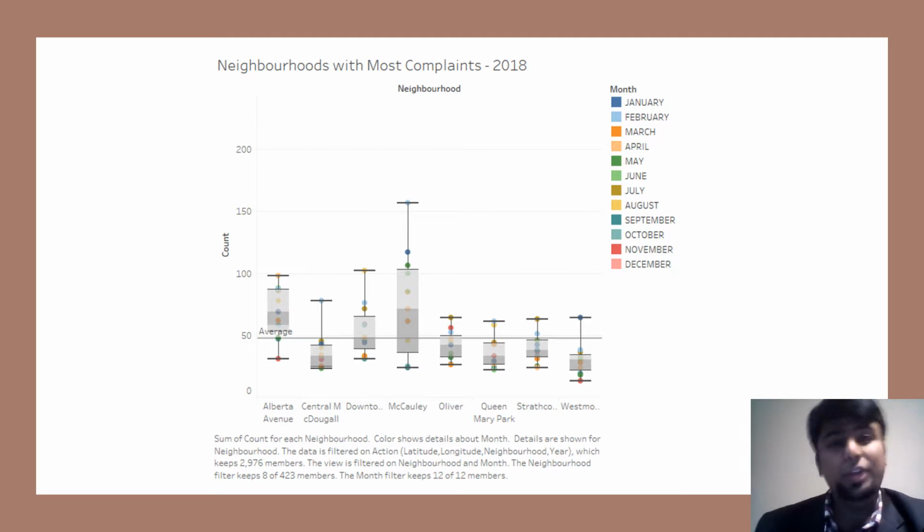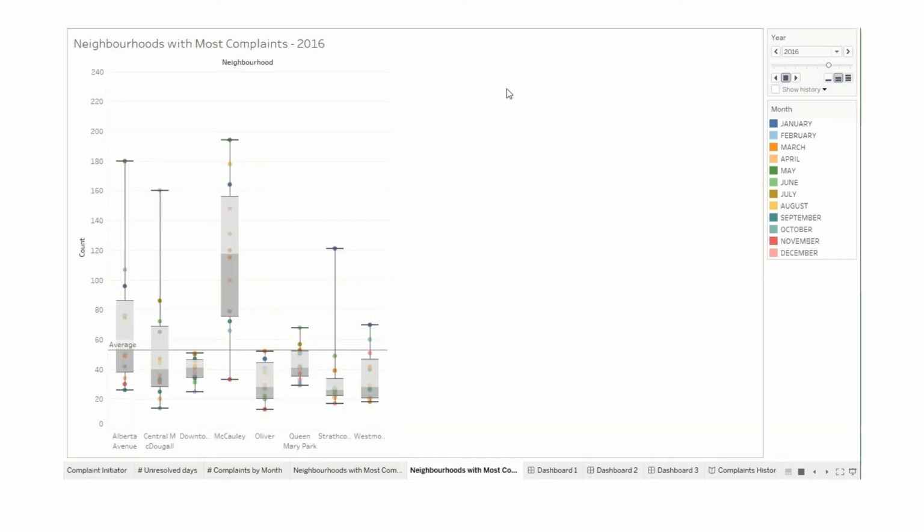Now that we know which areas in Edmonton receive the most complaints, we wanted to dig a little bit deeper. We chose the top 8 areas in Edmonton based on the number of complaints, and we wanted to find some unusual or interesting facts about the complaints and how the complaints in those areas compare to the rest of the city. We used a box and whiskers plot. We put the neighborhoods on the x-axis and we put the number of complaints on the y-axis.